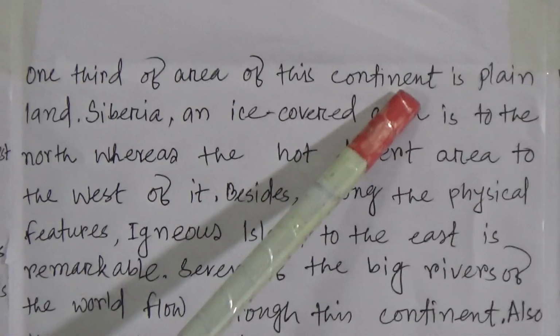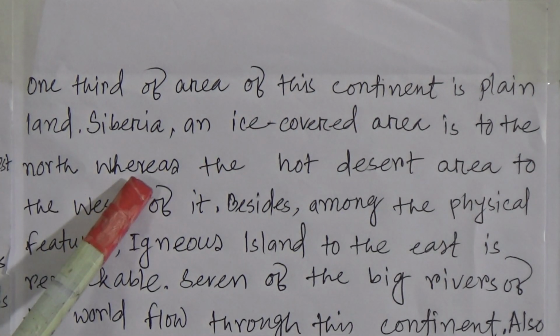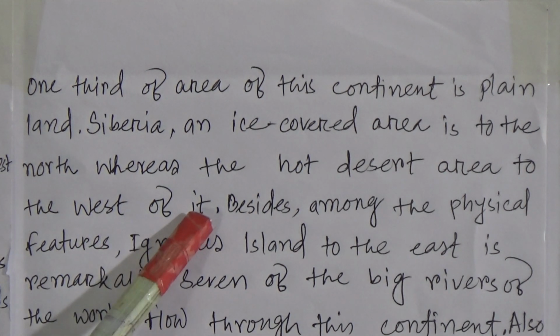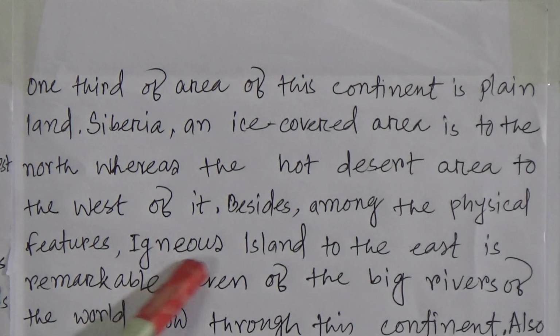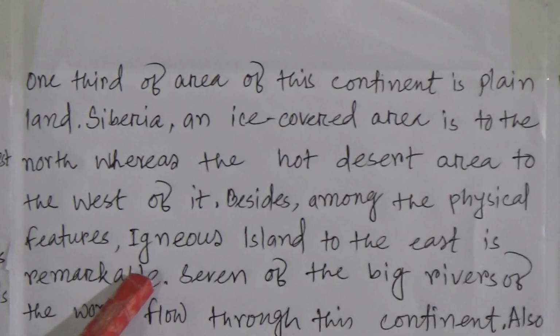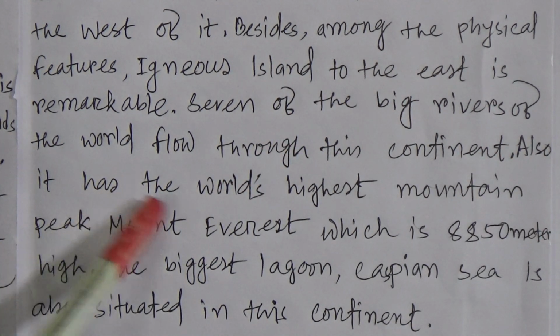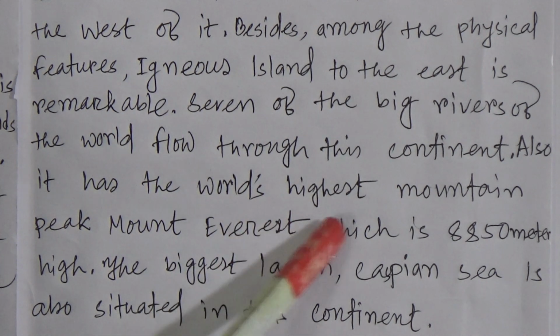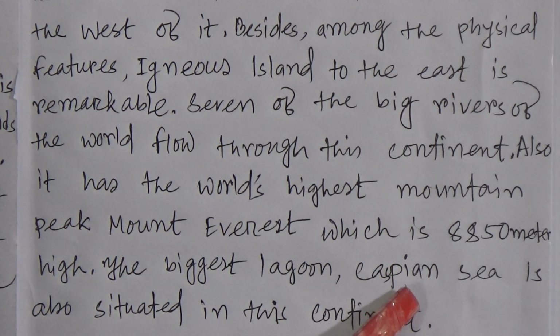Physiography of Asia is full of variety. That means there are a lot of characteristics. Nearly one-third of the area of this continent is plain land. Siberia, an ice-covered area, is to the north, whereas there is a hot desert area to the west of it. Besides, among the physical features, the island to the east is remarkable. Seven of the big rivers of the world flow through this continent. Also, it has the world's highest mountain peak, Mount Everest, which is 8,850 meters high. The biggest lake, the Caspian Sea, is also situated in this continent.